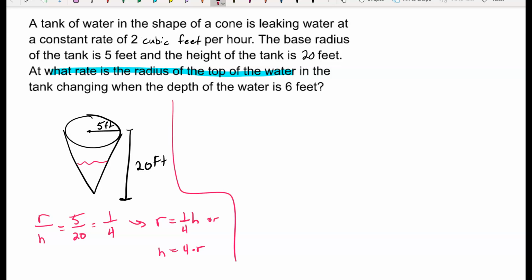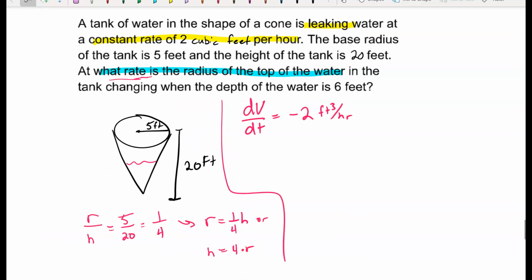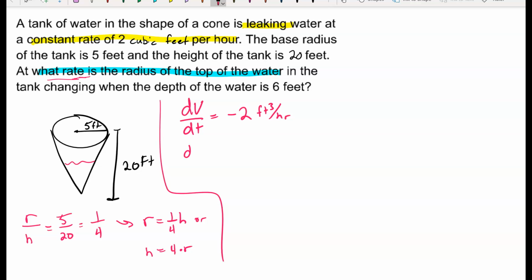So I want to label the information I have in my picture. This leaking water at a constant rate of 2 cubic feet per hour is telling me the rate of change of my volume. The rate of change of my volume is -2 cubic feet per hour. A dead giveaway is that it's cubic feet, which is 3 dimensions, and that the water is leaking out means it's a negative rate of change. So the volume of my water is decreasing over time here. It tells me that I want to find the rate of change of the radius of the water.